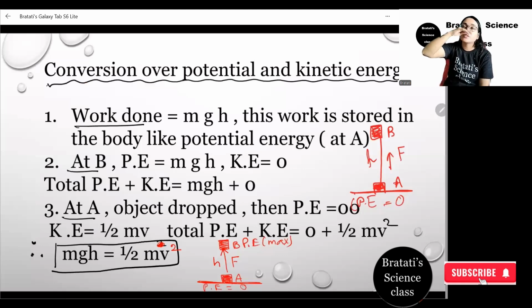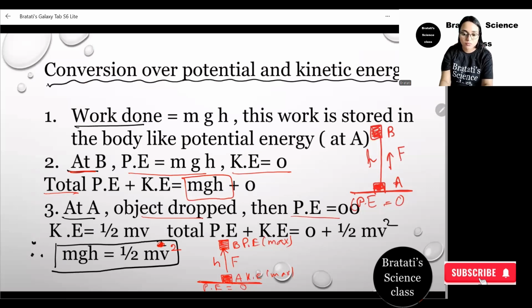But when we drop the object from there, it comes down and gains velocity, and that velocity becomes maximum. So when it is down, the kinetic energy is maximum, that is half mv square, where the potential energy is 0 because h is 0. So at point B, potential energy is mgh but kinetic energy is 0, so the total energy is mgh. But at point A, where the object has dropped, the potential energy is 0 and the kinetic energy is half mv square. So the total PE plus KE equals half mv square, where v is the maximum.